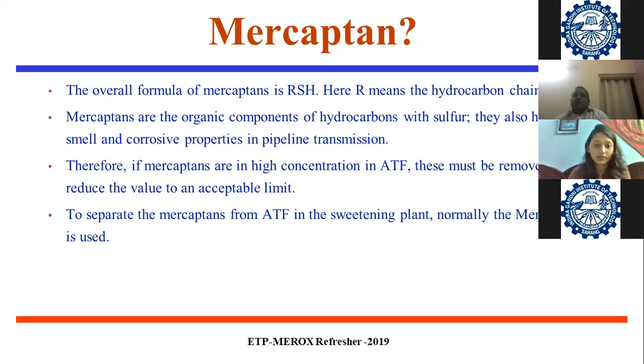To separate the mercaptans from the ATF in the sweetening plant, normally Merox is used. So the Merox plant is where this ATF sweetening system is established. Before treatment, it is called the sour product. After treatment, it is called the sweet product. Before it is sour, after it is sweet. After removing the sulfur, the thiol group, the phenol group, and the naphthenic acid group, it is now called sweet ATF. This sour-to-sweet conversion happens in the Merox plant, which is the mercaptan oxidation reaction plant.